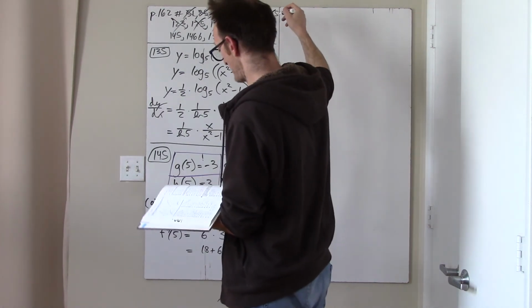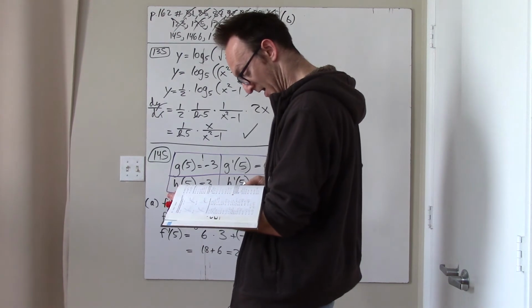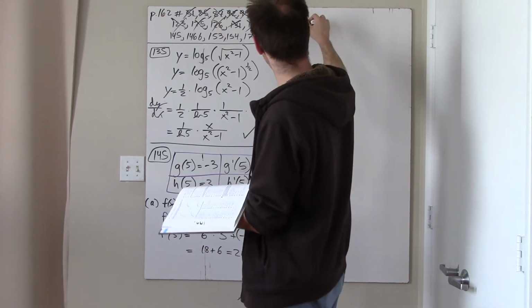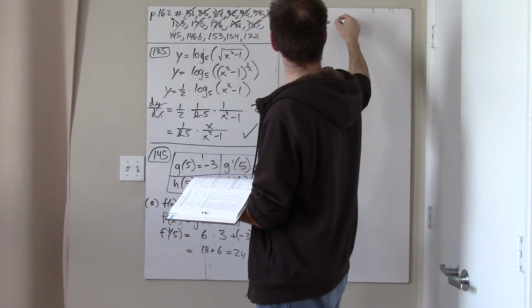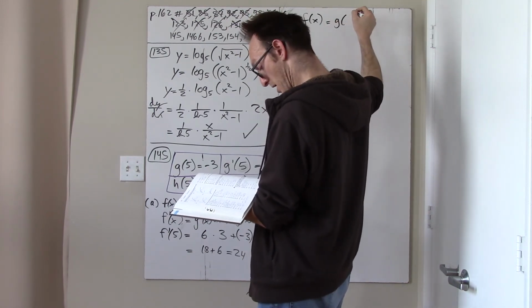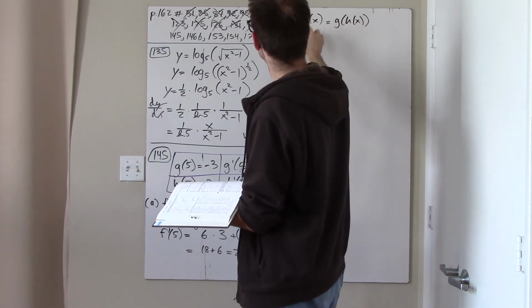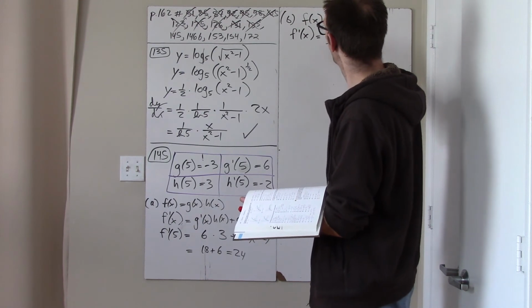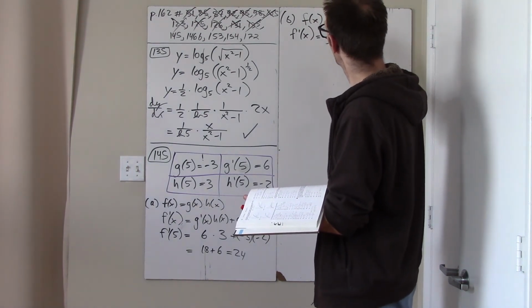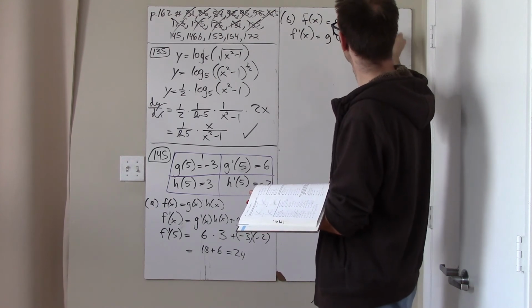Part B. Oh no, sorry. We have to do all the rest of these. Okay, B now is a chain rule situation. So we have f is g of h of x. And so what is f prime? According to the chain rule, it's g prime of h of x times h prime of x, back inside for the derivative of h.